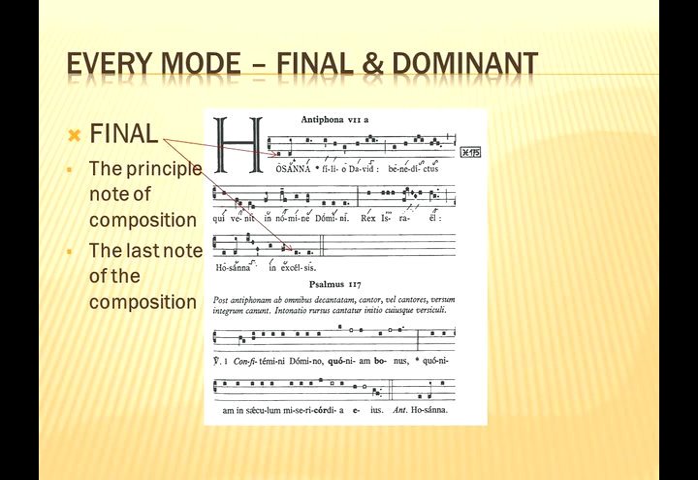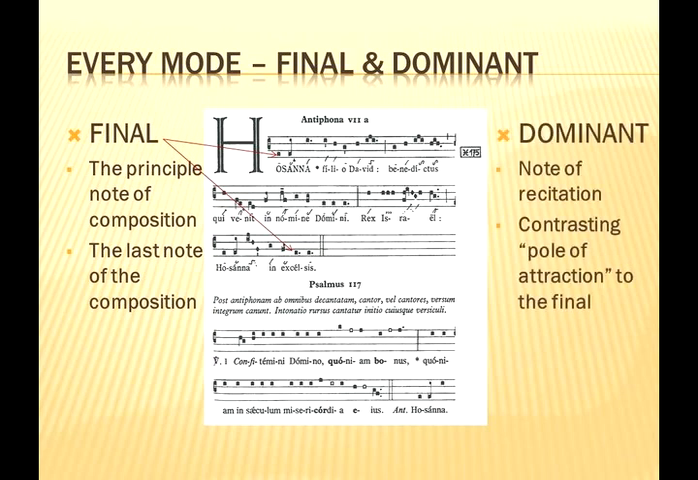This brings us to the discussion of the dominant. The dominant has two characteristics. First, it is the note of recitation for the psalm tone associated with any given chant. Mode 7's dominant is re. We see here that the reciting tone, that is the note on which most of the text is recited or sung, is re.